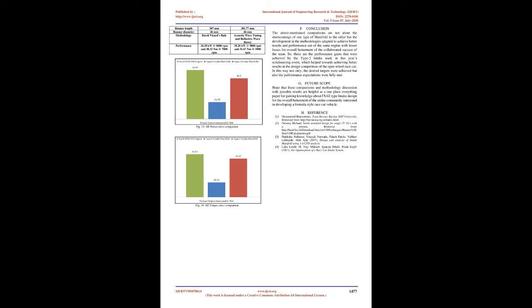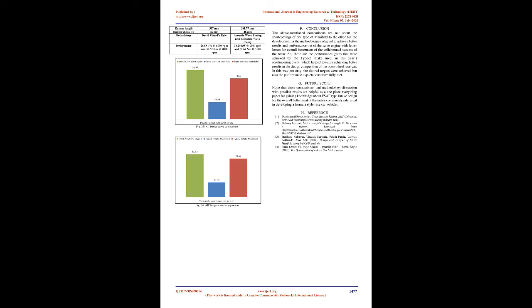Performance: 26.58 kilowatts at 8000 RPM and 30.32 newton-meters at 7000 RPM; 30.20 kilowatts at 9000 RPM and 31.67 newton-meters at 5000 RPM.